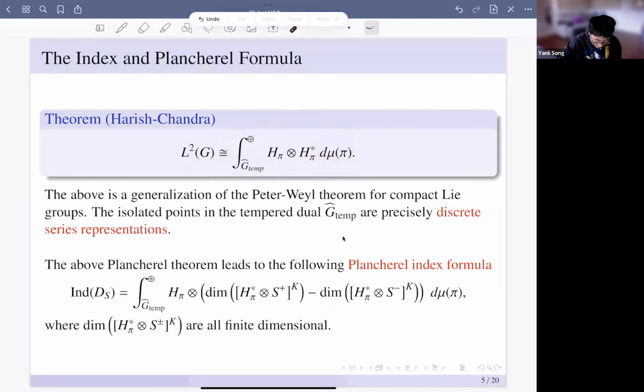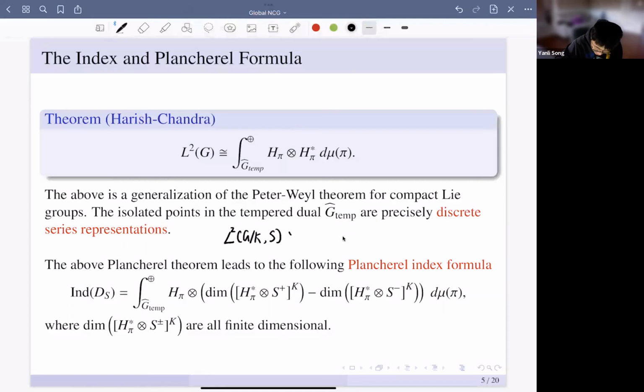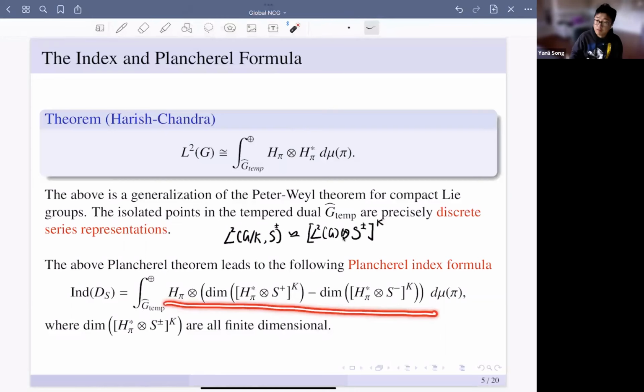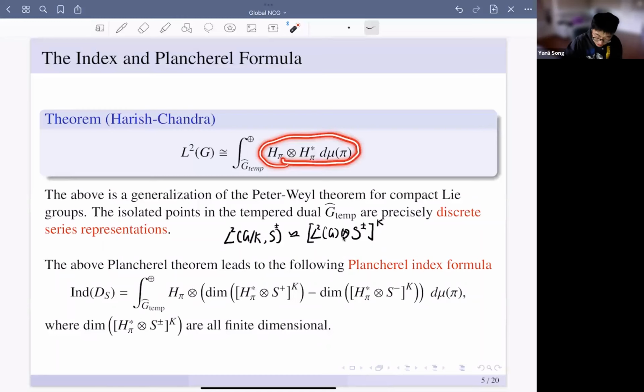Thanks to the Plancherel theorem, we can decompose this space, because L2 of G mod K with values in the spin module S is isomorphic to the K-invariant part. Using the decomposition of L2(G), we can decompose the Hilbert space given by the symmetric space in the following way. Here we just use this formula to decompose it. Here for the K action, we use the right K action.